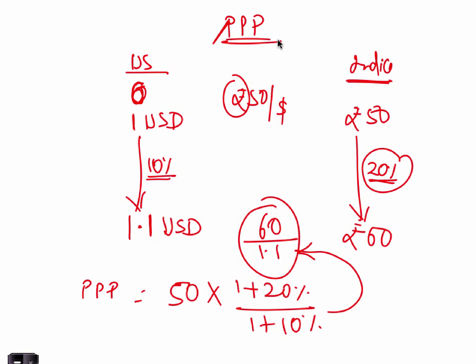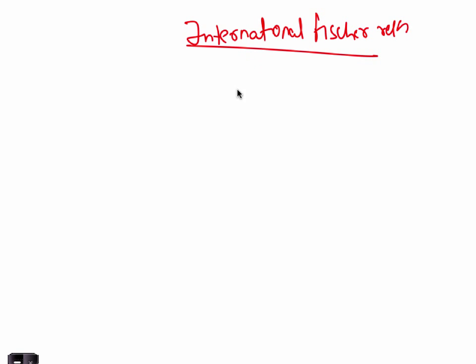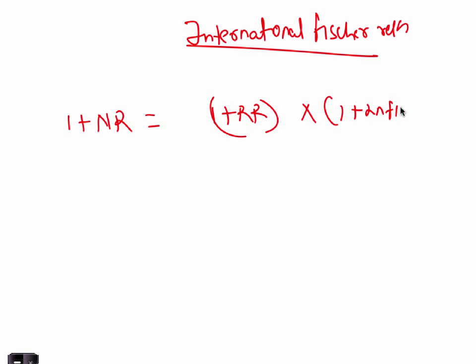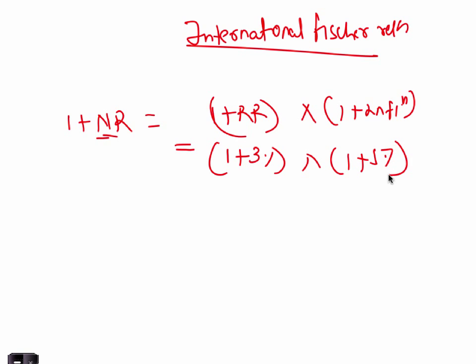Are we fine? The next concept is the international Fisher relation. Right? Again, this we learned at level 1 and level 2 both. So what the international Fisher relation told you is that 1 plus nominal rate is equal to 1 plus real rate into 1 plus inflation. So a nominal rate is made of real rate plus inflation. So if you get to know that the real rate in a country is 3% and inflation in a country is 5%, the nominal rate would be slightly higher than 8%.